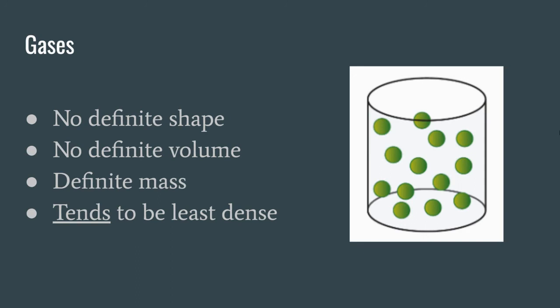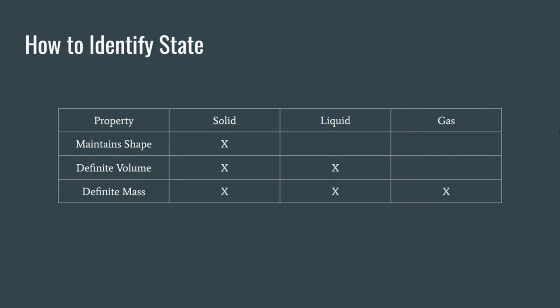And gases tend to be the least dense. Now, there are some gases that are more dense than some liquids, believe it or not. There are some gases that are just extremely dense and basically act like a liquid. But they do tend to be the least dense.